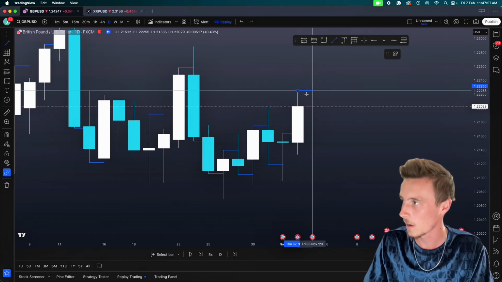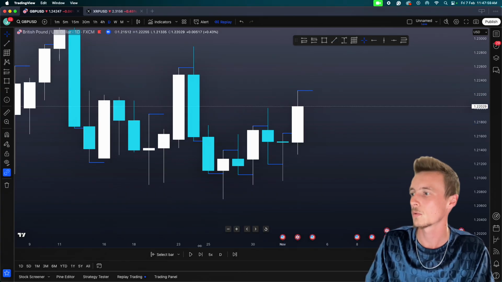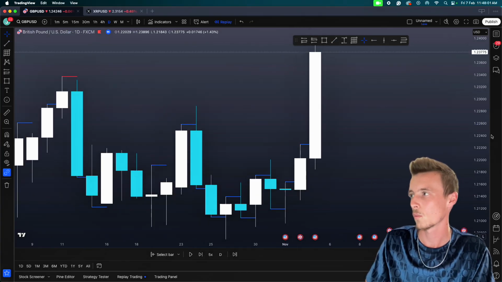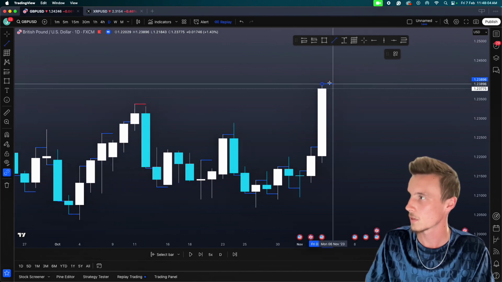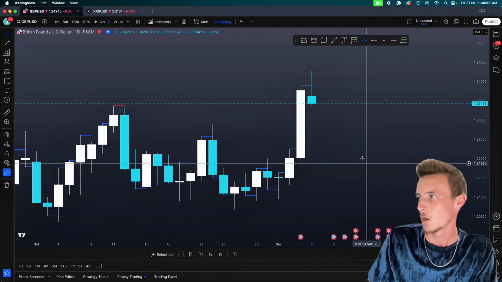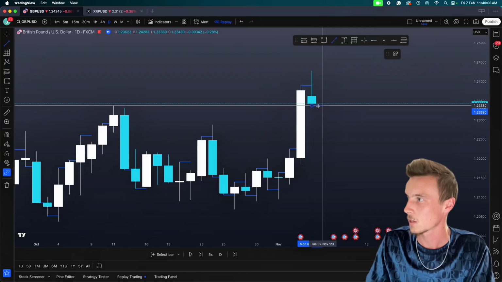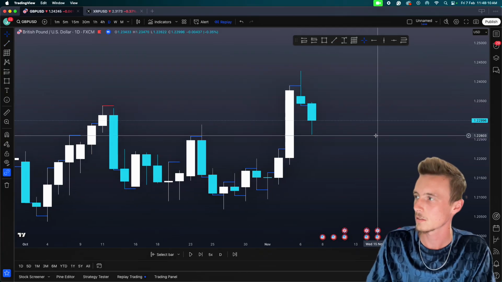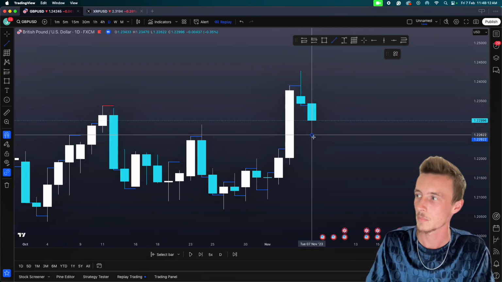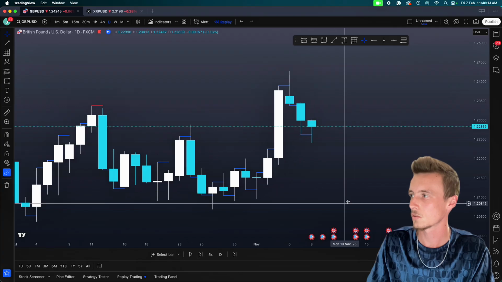We have a close above the previous high. We would look for a long. We have a close well above that previous high. We would then look for a long. We have a wick above the previous high, closing back below it. We would switch our bias, look bearish. We close bearish below the previous low. We would continue to look bearish.